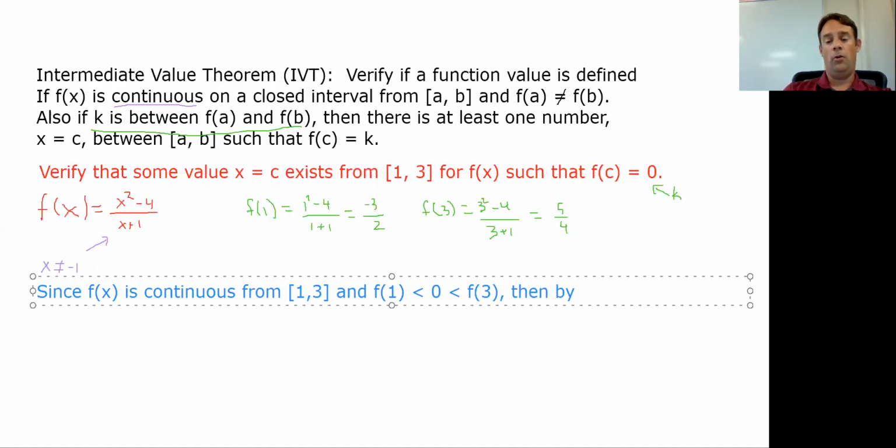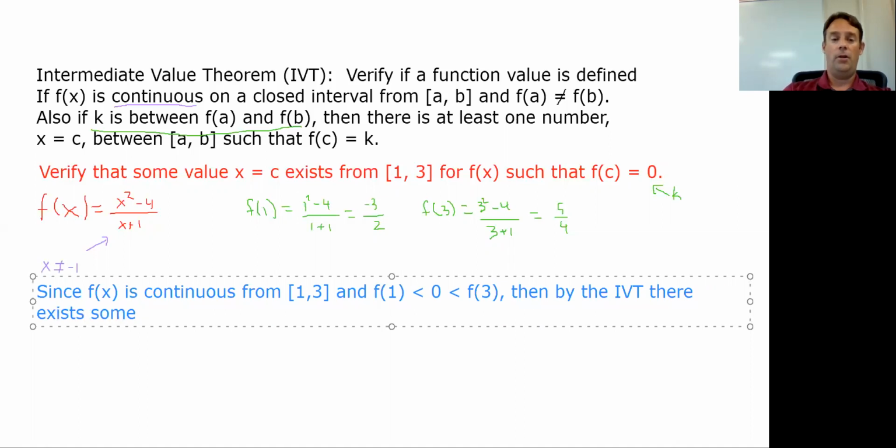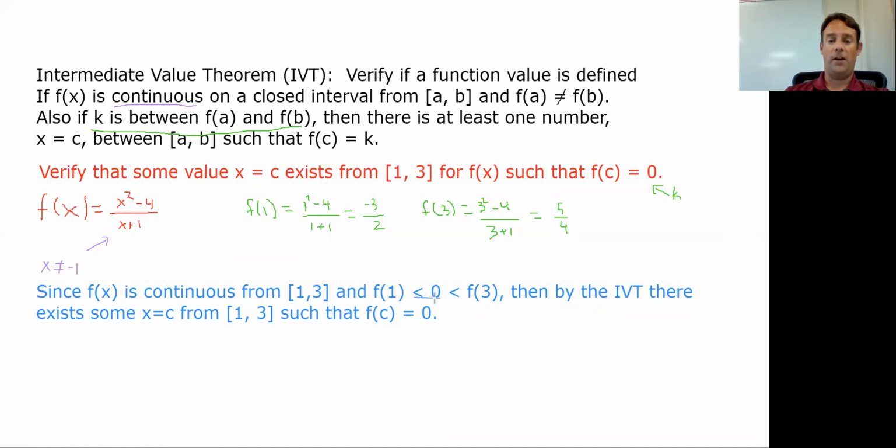Then by, always got to say why, then by the IVT, there exists some x equals c from 1 to 3 such that f of c equals 0. Notice, it didn't tell me what the value was. That's so huge here. It does not tell me what the value is. All it does is it tells me that the value exists.